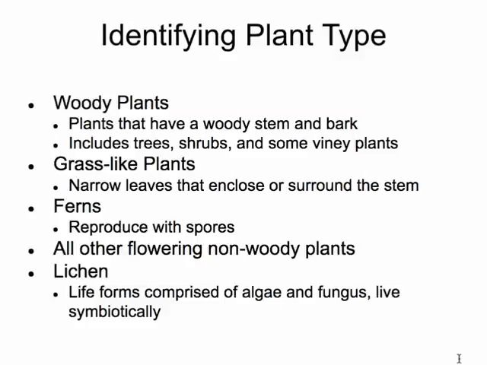The third type is ferns. These reproduce with spores. Then you have all the other flowering non-woody plants. This would be like your roses and daffodils and all sorts of other flowering plants. The last type you have is lichens. Lichens are a life form that's comprised of algae and fungus and lives symbiotically, typically on rocks and trees.